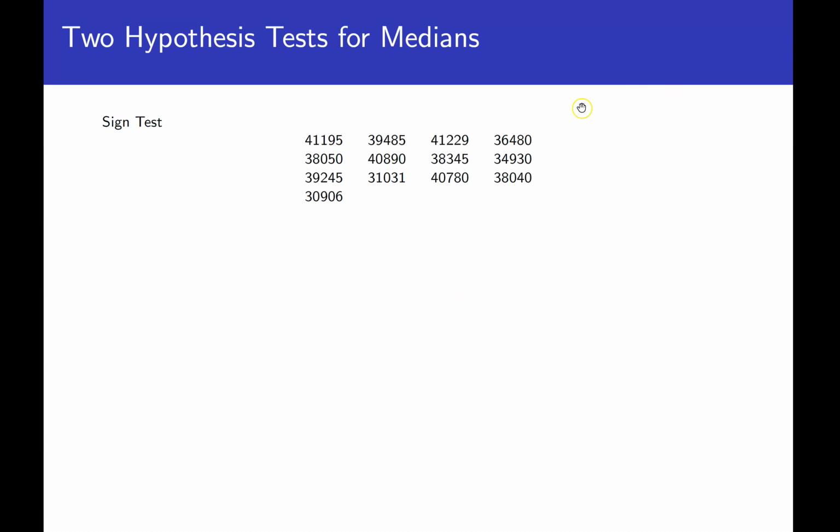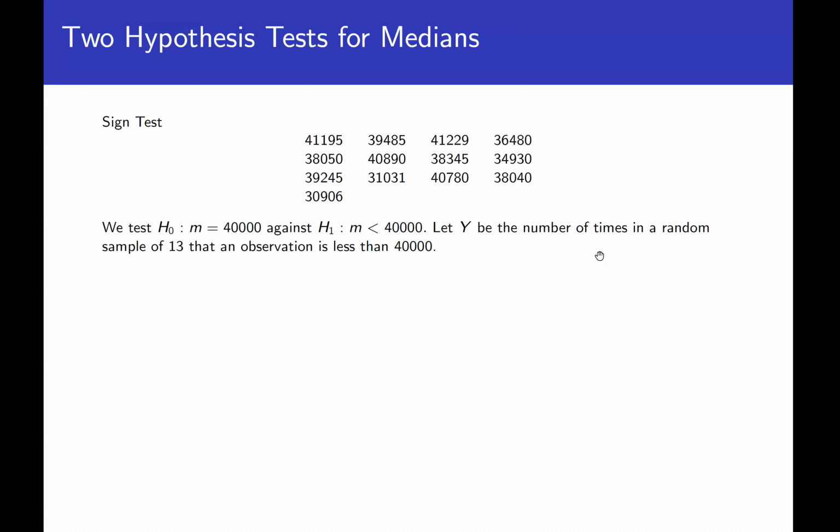So, this is actually data from problem 8.5-1, except I did change one of the data points so that they were all different. So anyway, here are our 13 data points. We're going to test the null hypothesis that the median is 40,000 against the alternative hypothesis that the median is actually less than 40,000.